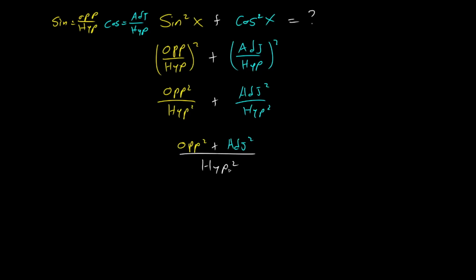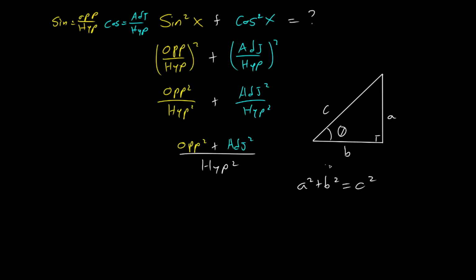Now what does this actually equal? Well, let us consider a right angle triangle. So we have sides A, B, and C. And we know that the three sides are related through the Pythagorean theorem: A squared plus B squared is equal to C squared. Now, that's not very helpful, but we can rewrite these because we have theta out here.